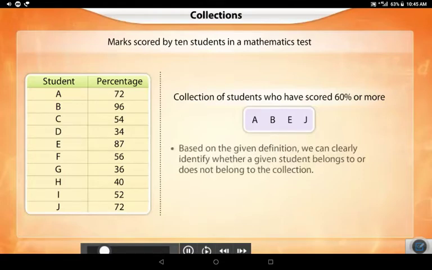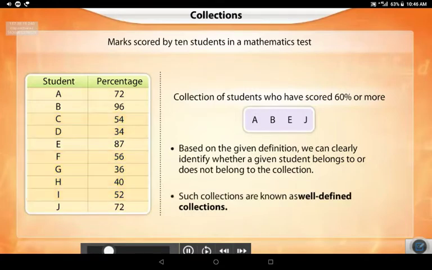The definition of the collection in this case is such that it clearly helps us identify the students who belong to this collection and those who do not. We call such collections as well-defined collections.